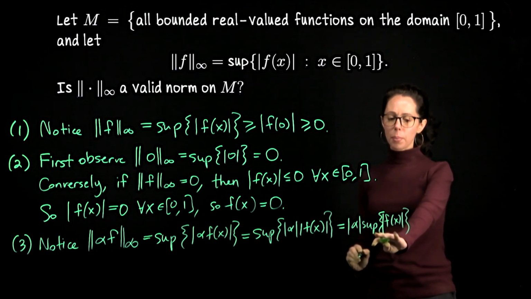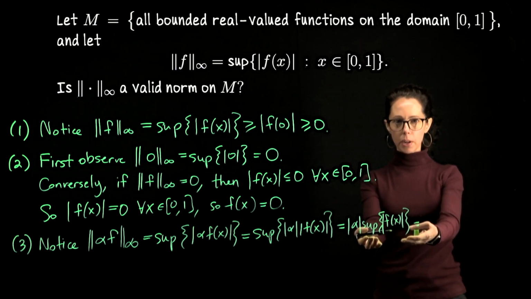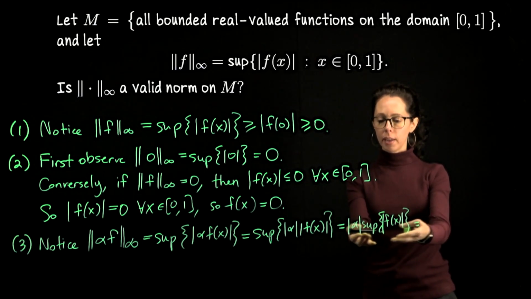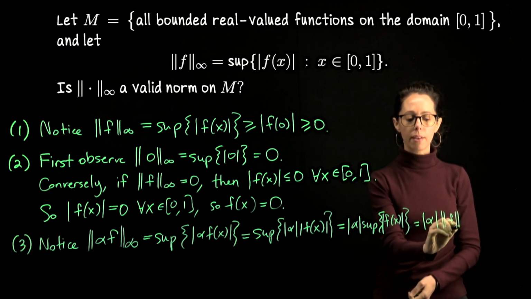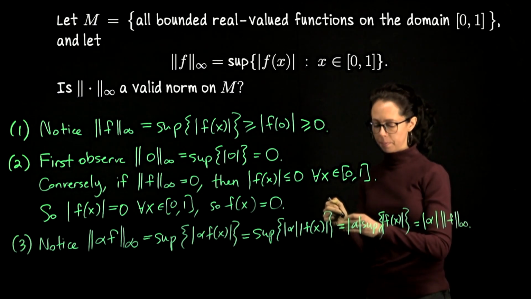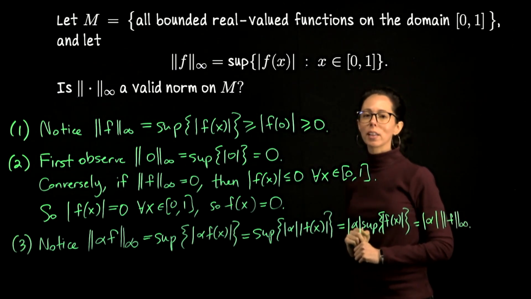Don't stop here. When you're verifying properties, take it to the very end, which in this case means taking the sup expression and replacing it back with the sup norm. So this is going to be the size of alpha times the sup norm of f. Okay, so don't cut it short. I'm going to erase these to finish with the triangle inequality.